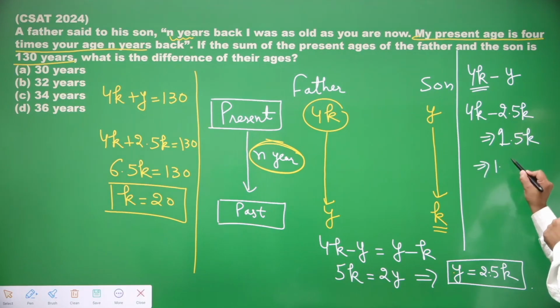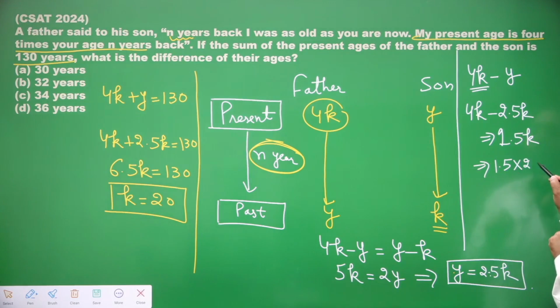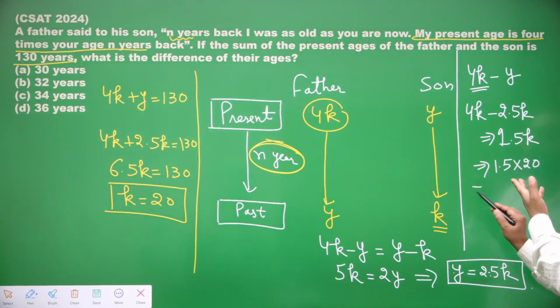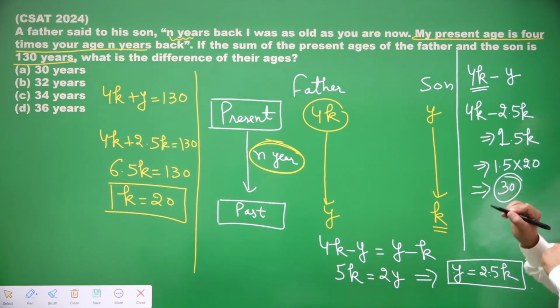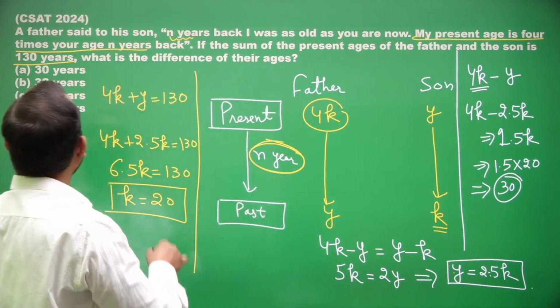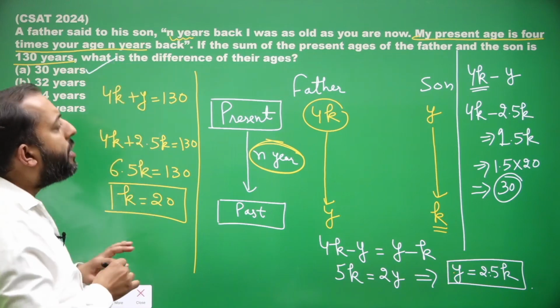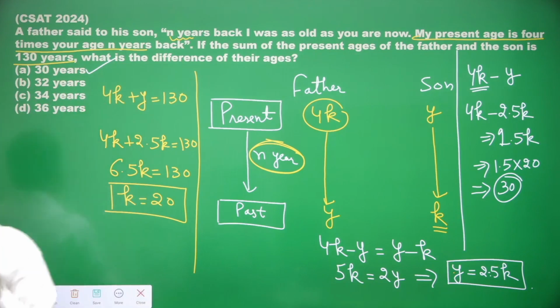Now we have already calculated the value of k. The value of k was 20. So 1.5k means 1.5 into 20, which comes out to be 30. So the difference of their present ages is 30 years. Okay, please make a note of it.